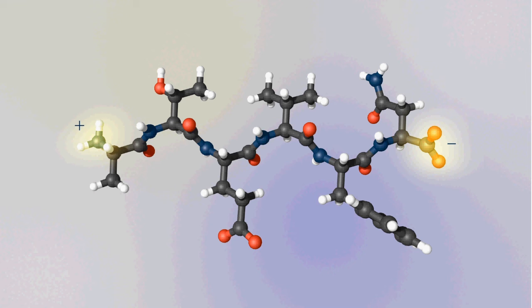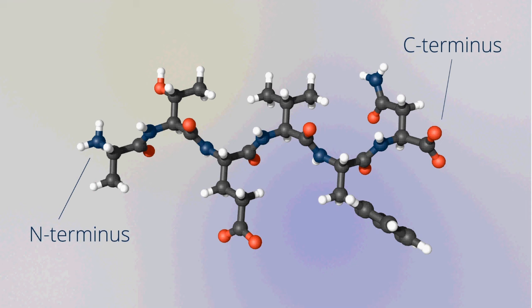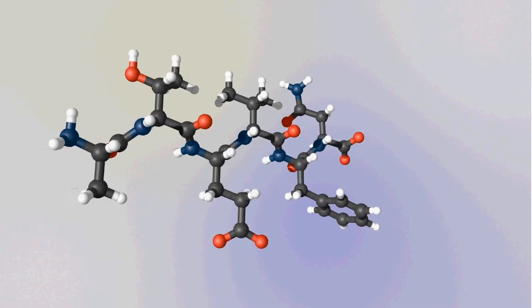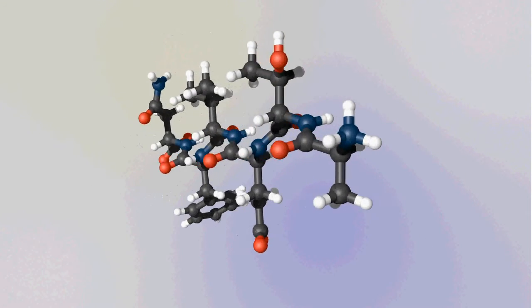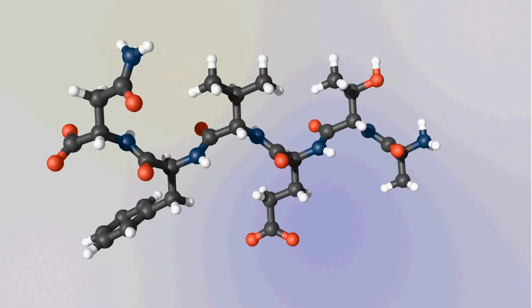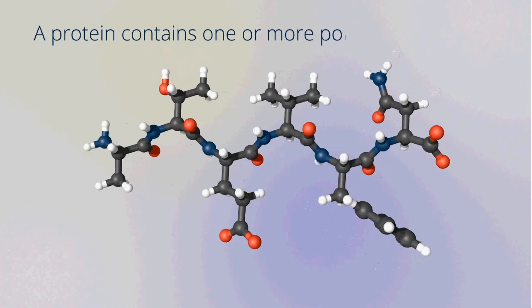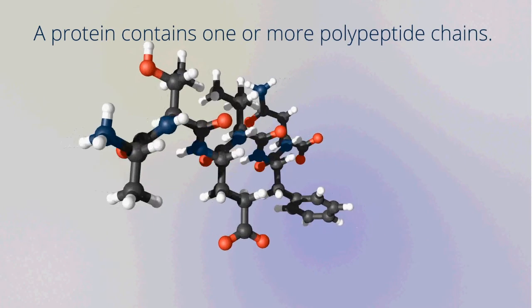These groups mark the two ends of the chain, known as the amino terminus or N-terminus, and the carboxy terminus or C-terminus. Notice that the side chains of the amino acids do not participate in forming peptide bonds. Most of the polypeptide chains made in cells are much longer than the ones shown here. A protein molecule may contain one or several polypeptide chains.